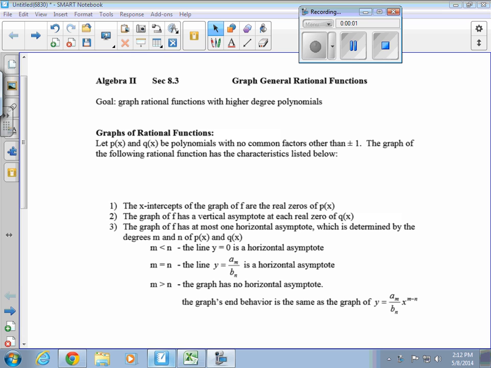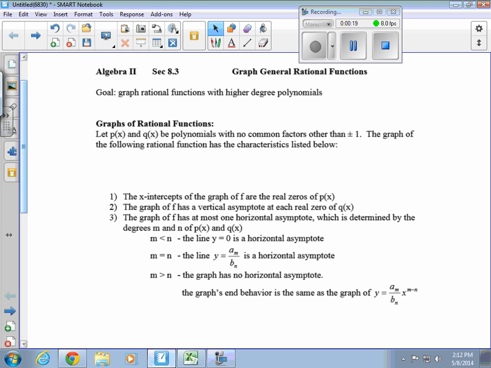All right, so today we're going to be looking at section 8.3. It's on graphing general rational functions. So our goal is to graph rational functions with higher degree polynomials. What we're going to do is take the equations that we've done in the past and look at a general rule of how to graph all rational functions.